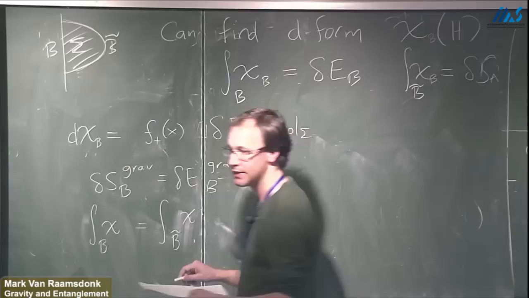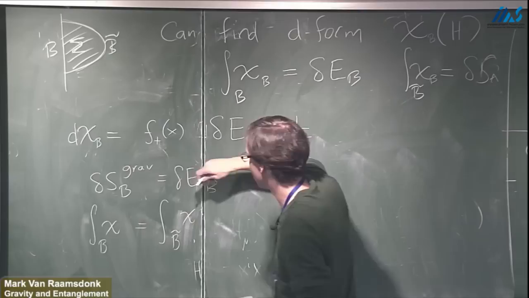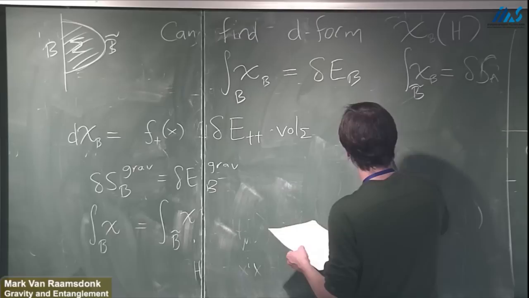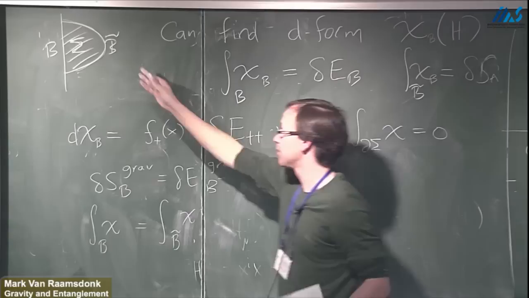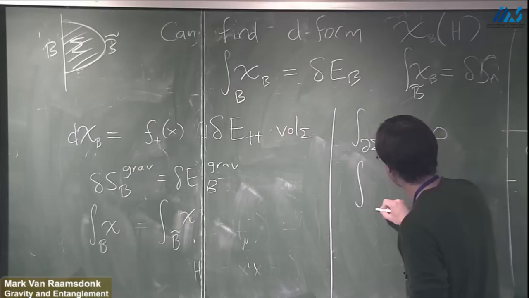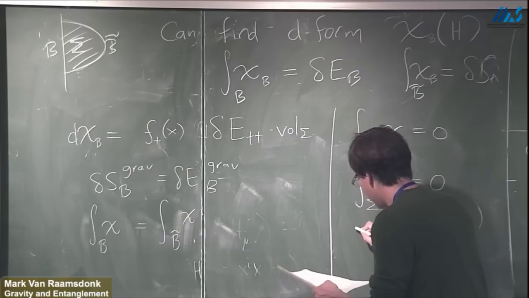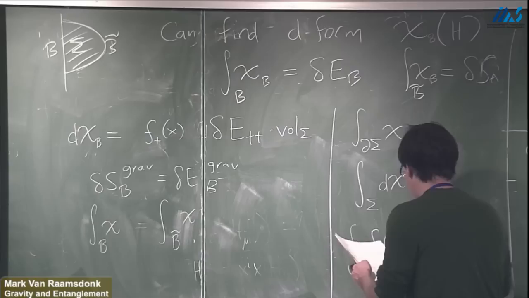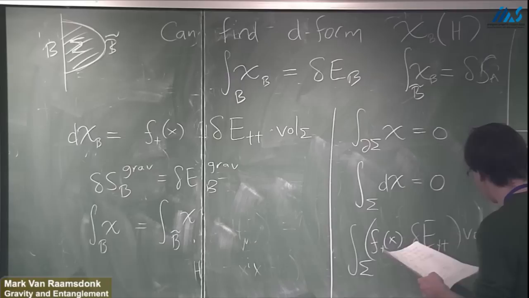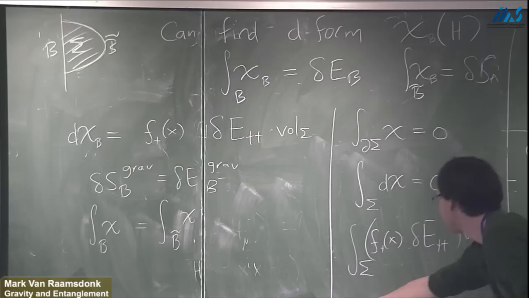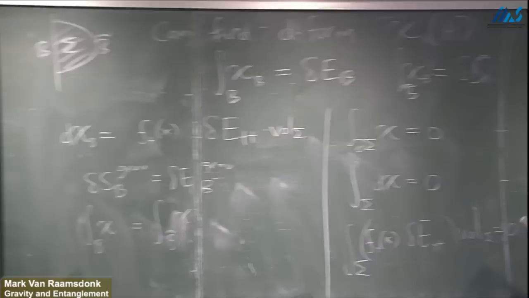Now, subtracting the two, or putting them both on the same side, this is the same as saying that the integral over the boundary of sigma of chi is equal to 0. So the boundary of sigma is B minus B tilde. And then we use Stokes' theorem to say that the integral over sigma of d chi has to be equal to 0. So the integral over sigma of f plus of x times the Einstein equations times the volume form has to be equal to 0. And this has to be true for every sigma.